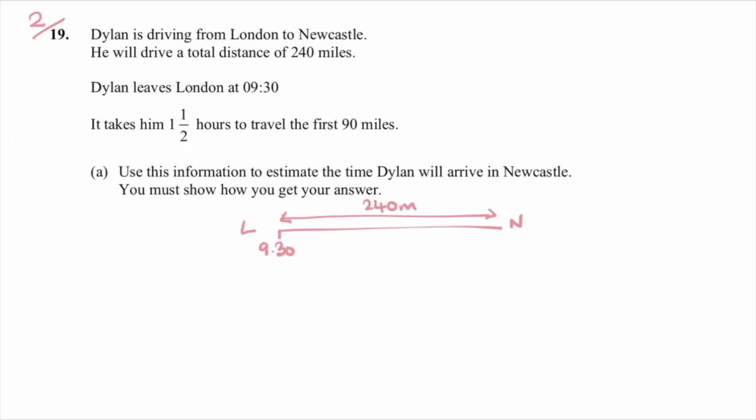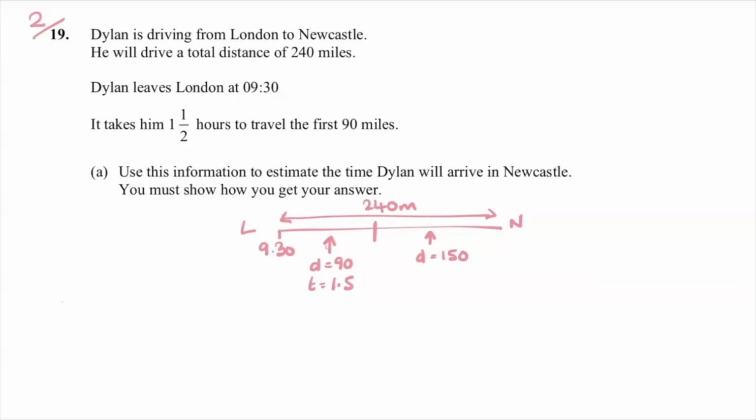So I'll get that marked on. And it takes an hour and a half to do the first 90. So I'm going to say that in this section of my journey, the distance is 90 and the time is 1.5. I've changed that 1.5 into decimals. I also know the distance here. 240 take away 90 is 150. So I can add that into my diagram as well, because I do know that. Now we've got to use this information to estimate the time Dylan will arrive in Newcastle.